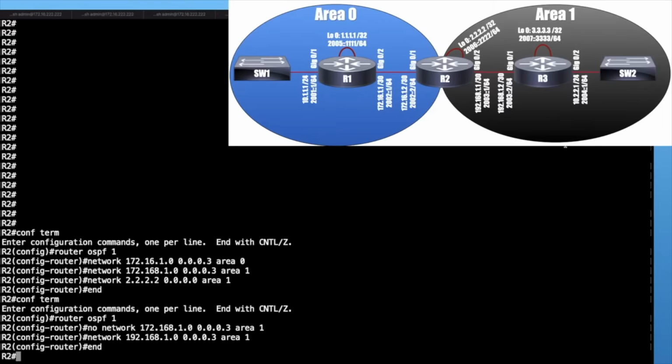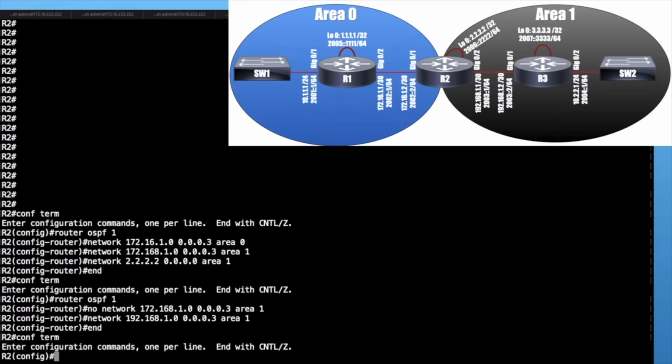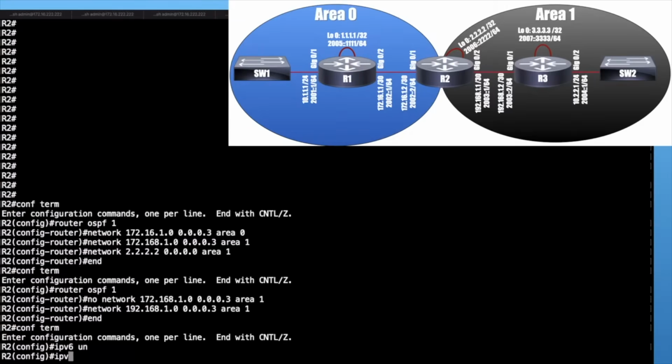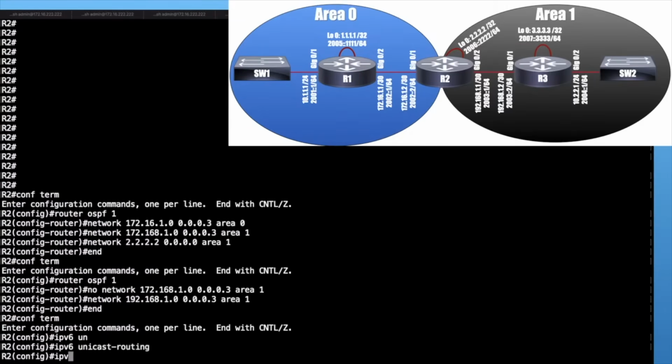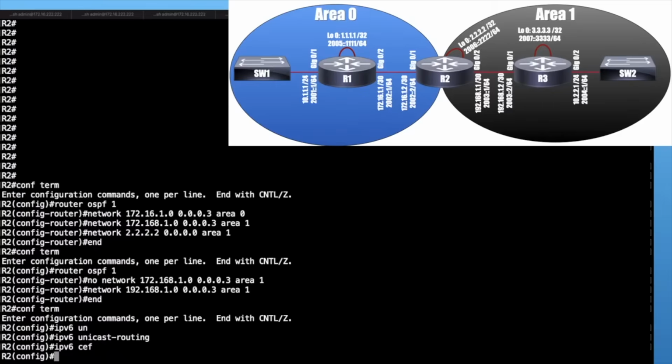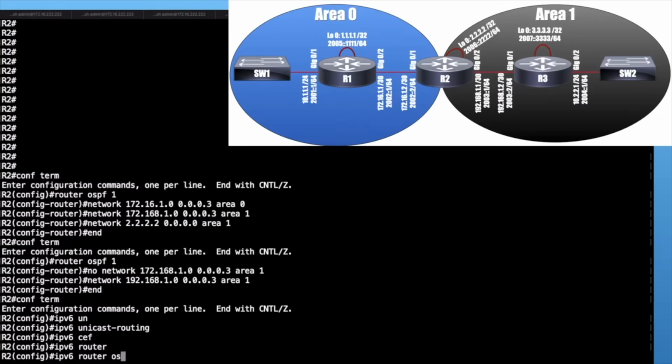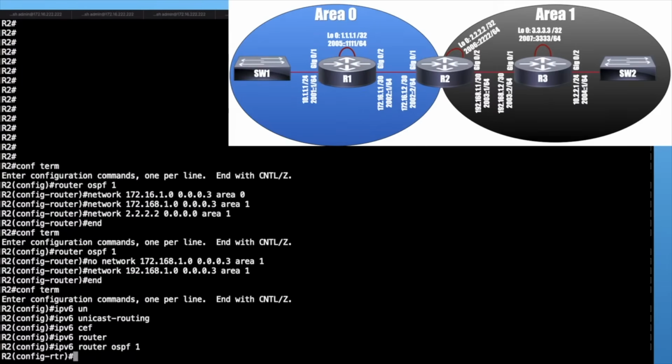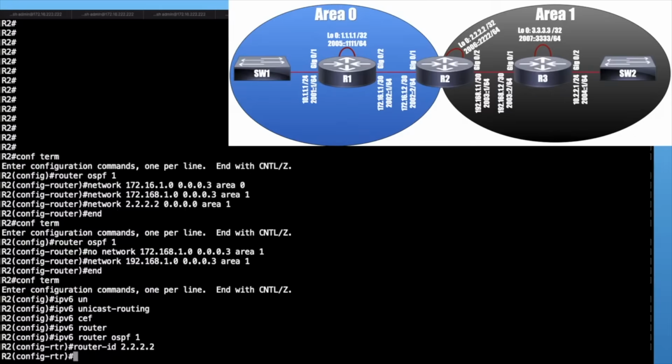Here I have to be really careful because I'm spanning a couple of areas, but I'll try to do this one a bit quicker. Since we've already talked about these commands, I'll say IPv6 unicast routing to enable that, IPv6 CEF because I want to speed up my routing decisions, IPv6 router OSPF 1 to start the OSPF routing process. I'll give it a router ID of 2.2.2.2.